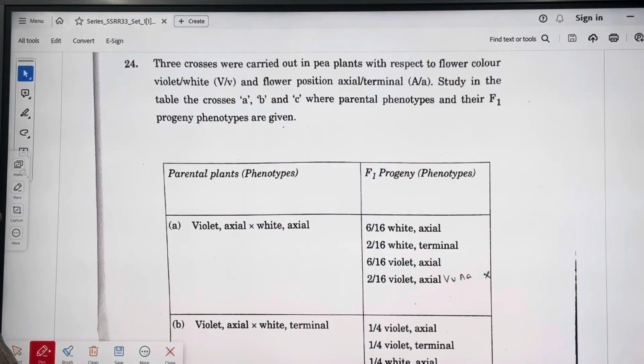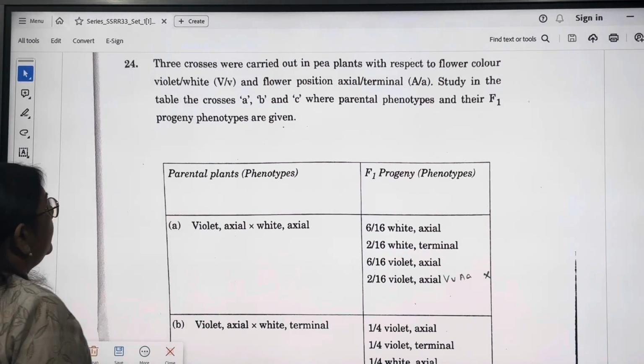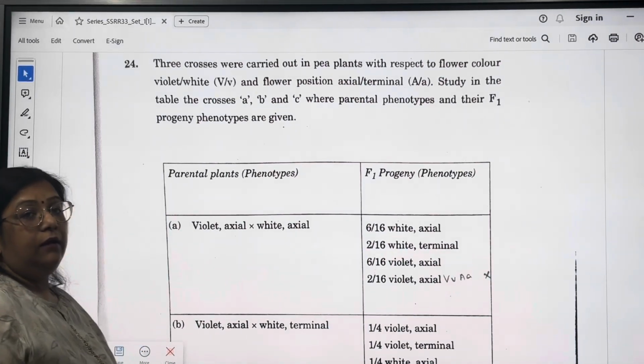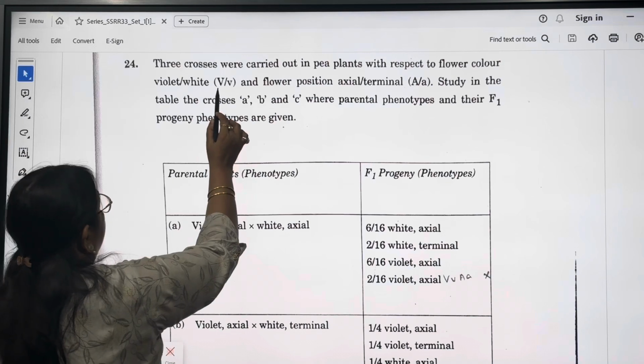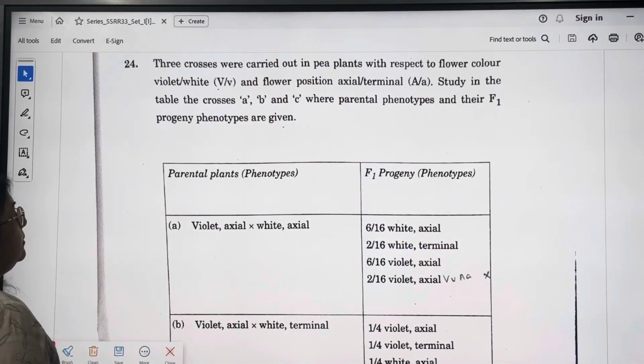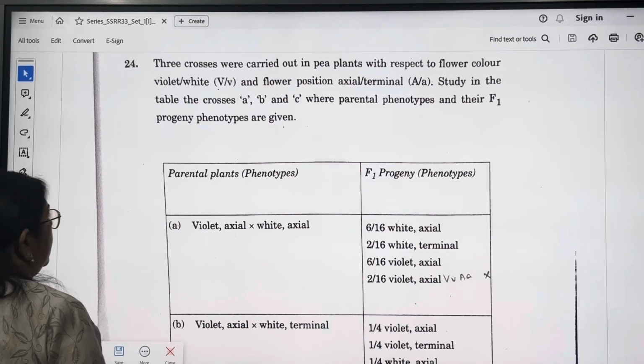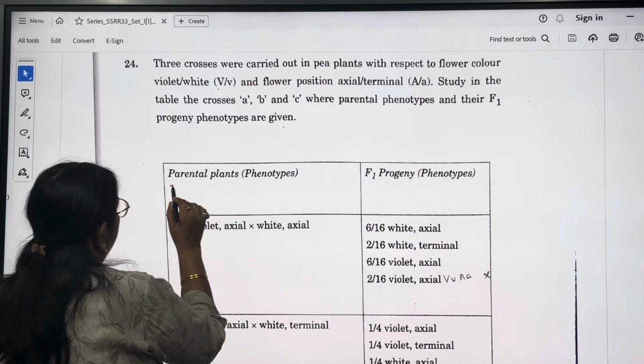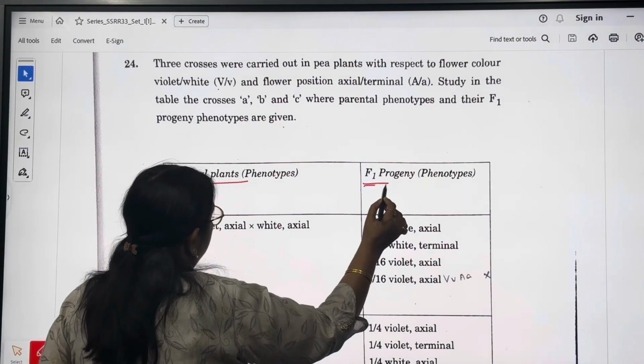Now, this is question number 24. Three crosses were carried out in pea plants with respect to flower color, violet and white, with the alleles capital V and small v, and flower position, axial or terminal. Study in the table the crosses A, B and C, where parental phenotypes and their F1 progeny phenotypes are given. These are the parental plants and this is the F1 progeny.